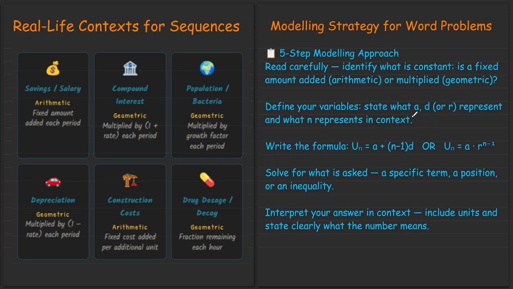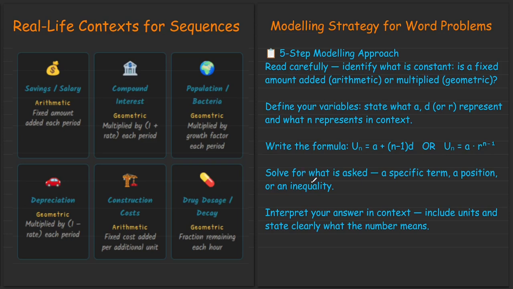Now, after identifying your constants, you then define your variables. So you state what is a and then d, that is if it is arithmetic. You state what is a and then r, that is your geometric. And then you represent your n, that is your nth term. With all these parameters, you then go straight forward toward writing out your formula. So un equals a plus n minus 1 times d, that is for a linear arithmetic sequence, or you use that of the exponential.